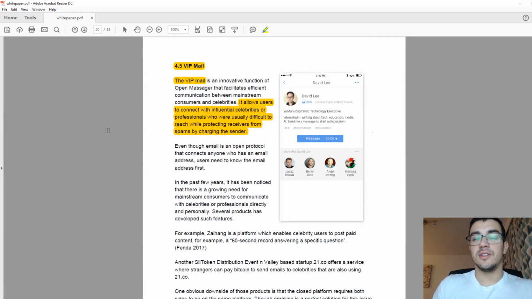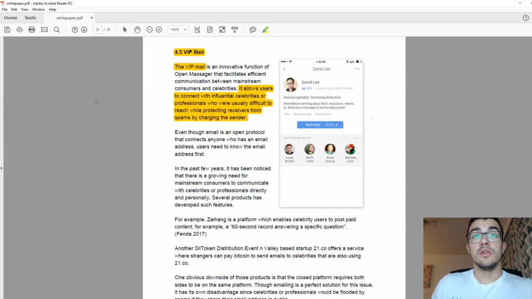Then another very interesting use case, VIP mail. VIP mail allows users to connect with influential celebrities or professionals who were usually difficult to reach, while protecting receivers from spam by charging the sender. So with the MDT tokens that you would receive, you would be able to send VIP mails to these influential people.